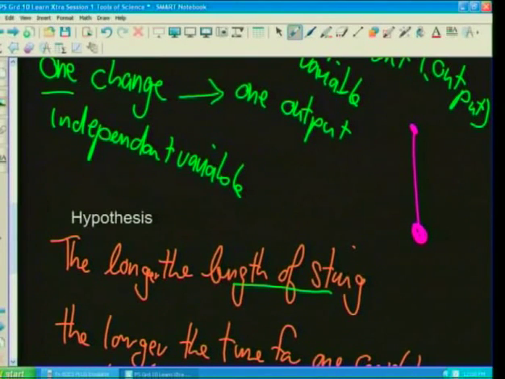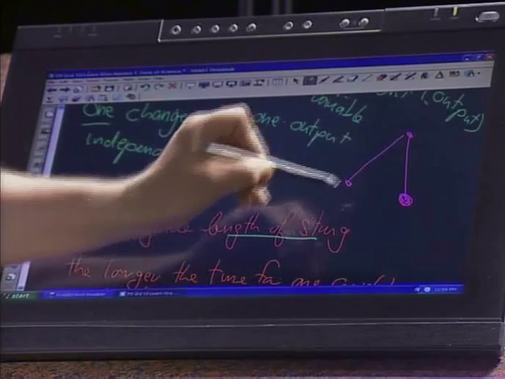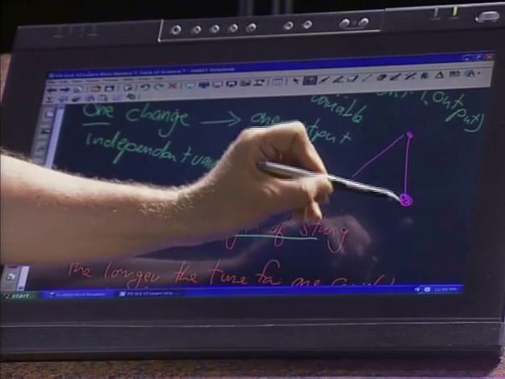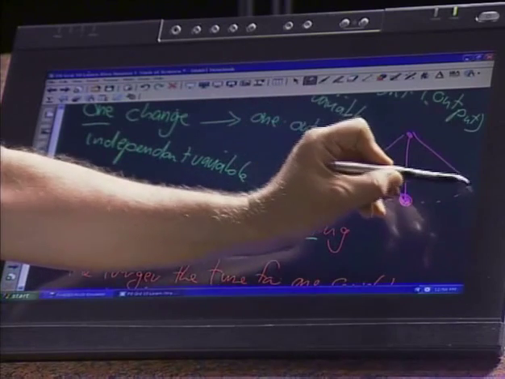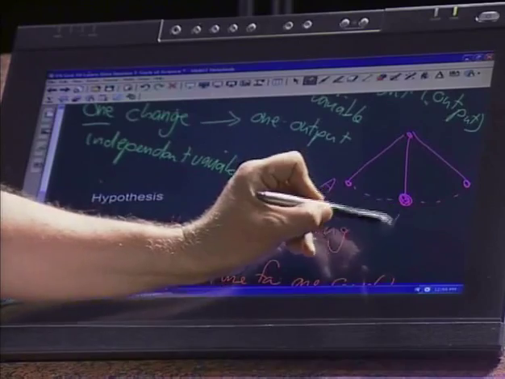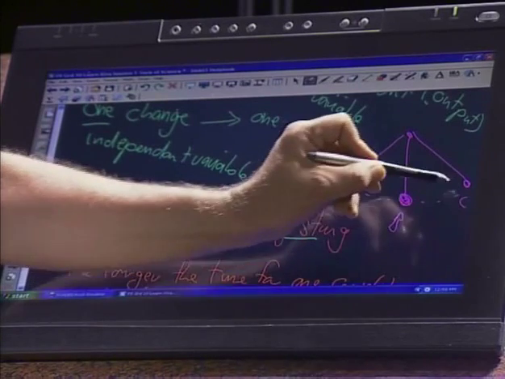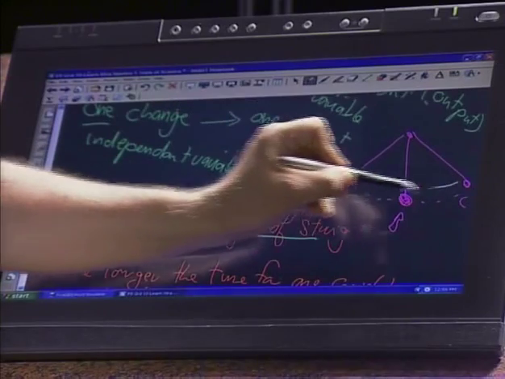There's the bob. And what we need to recognize is the pendulum is going to start from a position over here, say, and it's going to swing to that position, and then it's going to swing to that position, gets to that maximum position over there. So it goes from position A to position B to position C, and then back again. So the back again could be over here.